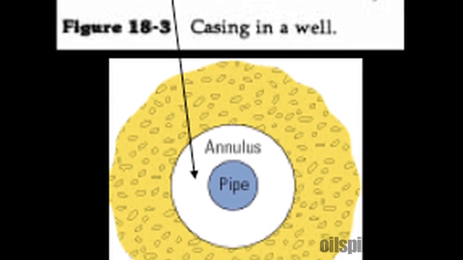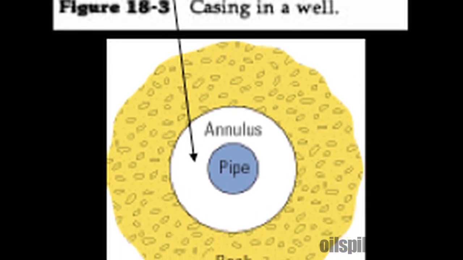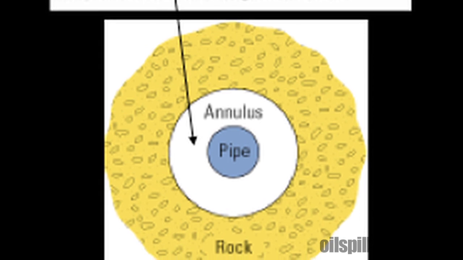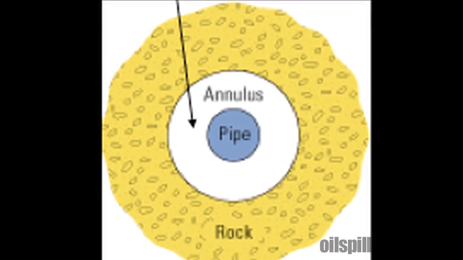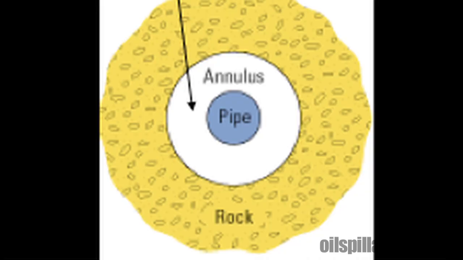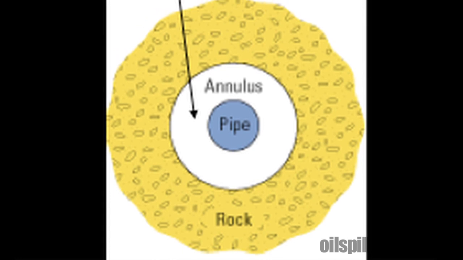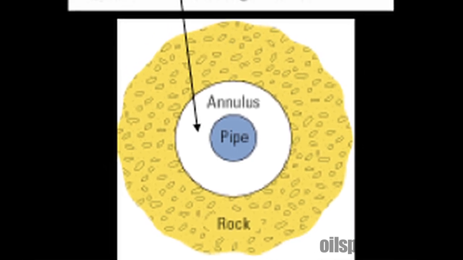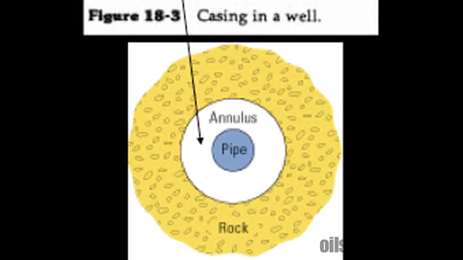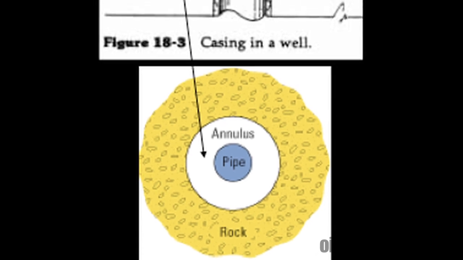Casing is an essential component for well control. Cement is then used to secure the casing into the hole and to provide a barrier to oil and gas entering the annulus. And as you can see in this drawing, which we've taken from a petroleum engineering textbook, the annulus is the area between the pipe and the rock formation that the pipe is going through.